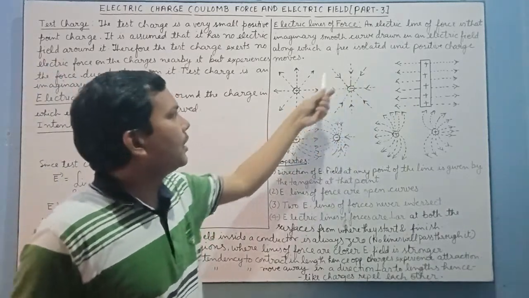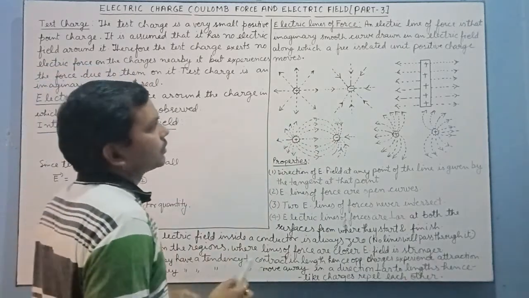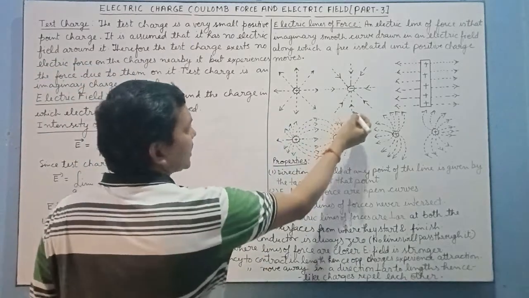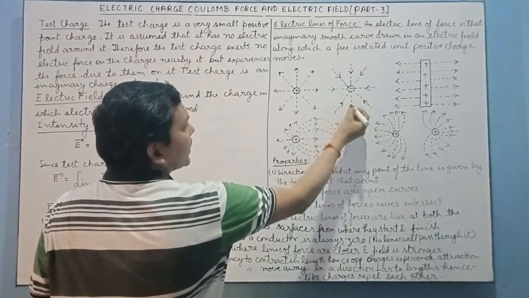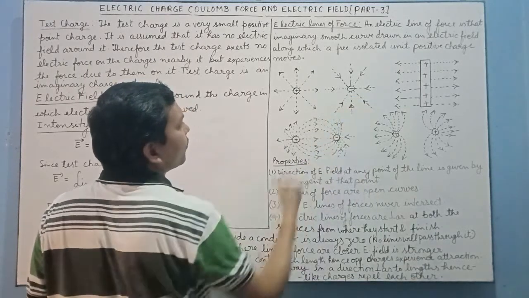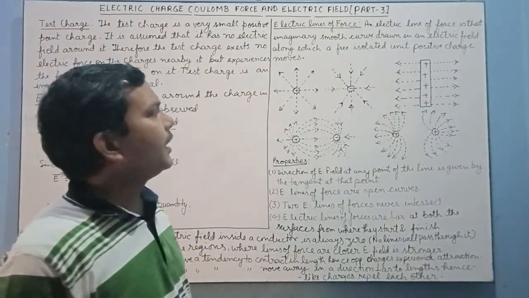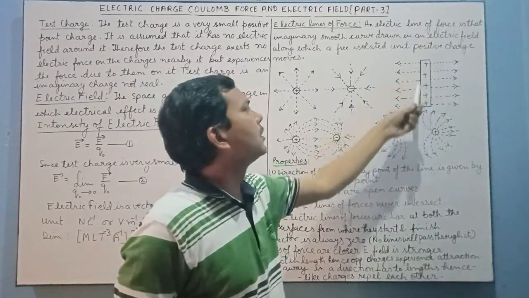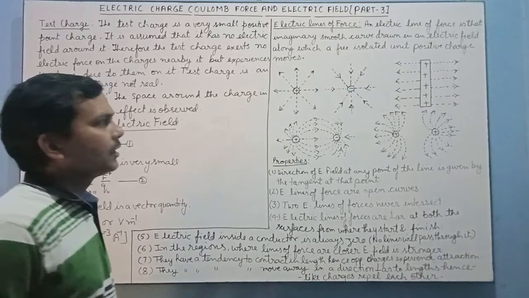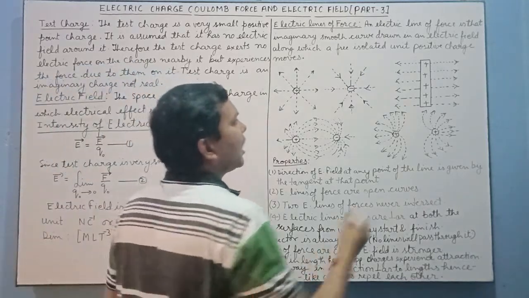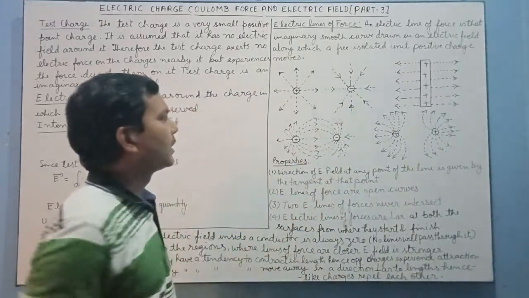Here are electric lines of force due to a negative charge, because when we place a positive test charge here, it will go along this path, so the direction will be inwards. Similarly, here is an extended surface having positive charge. The electric lines of force are perpendicular to its surface as shown in this figure.